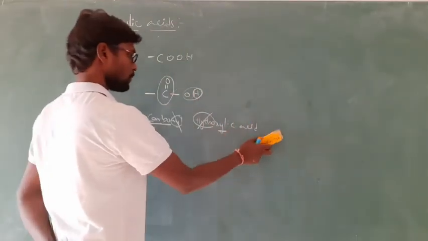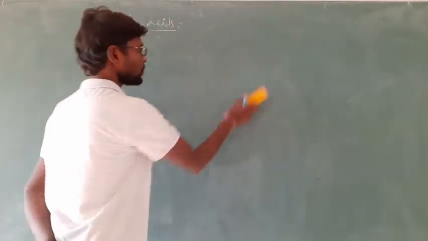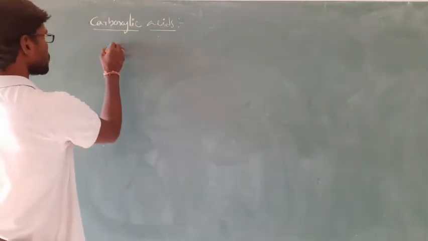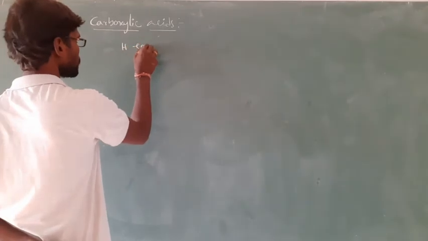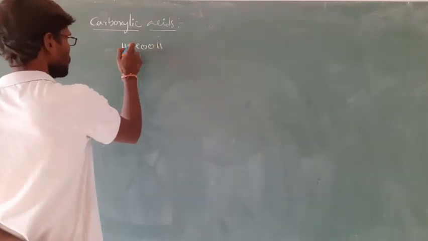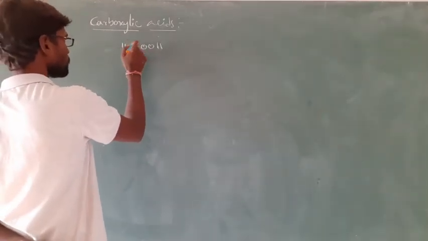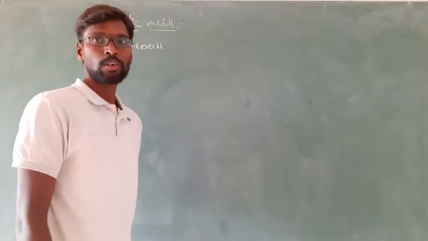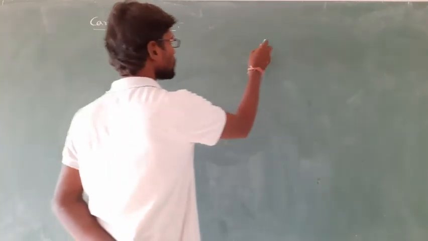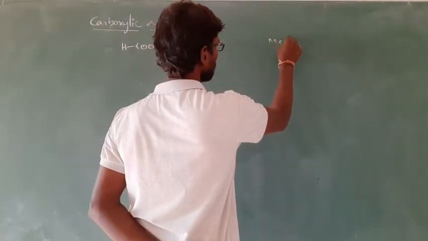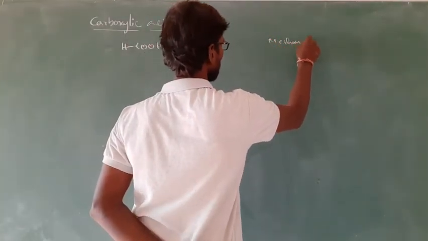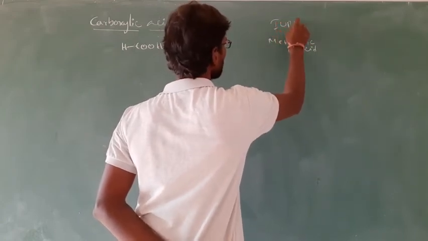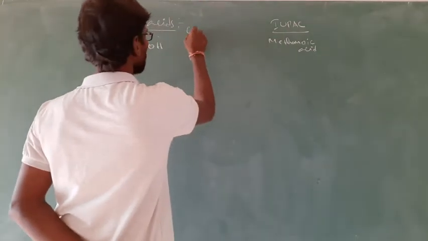This is about the carboxylic group. Now I'm writing some names here, starting from HCOOH, which you know well. If only one carbon is there in the structural formula, it is called meth. In the IUPAC system it is called methanoic acid, and then the common name.